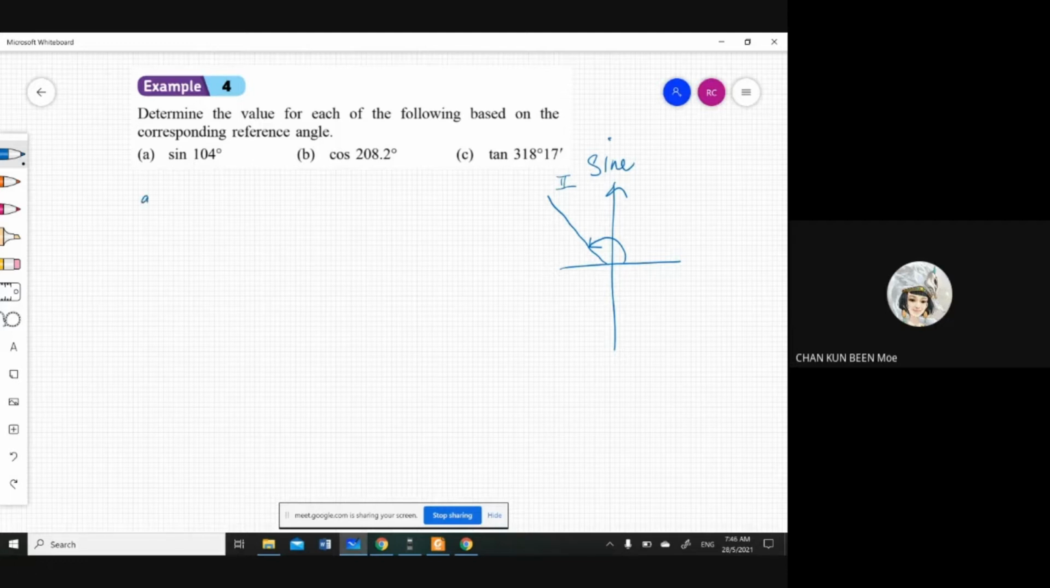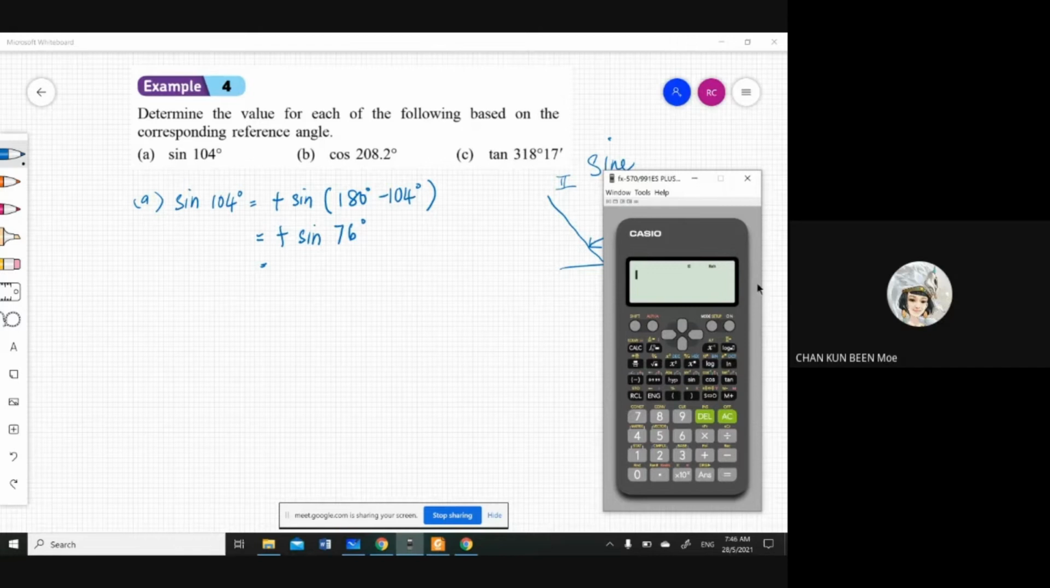Therefore, for A, we already can solve it. Sine 104 degree is equal to, because it's positive, straight away you write down positive sign, and then you write down sine. After that, the corresponding reference angle is 180 minus 104 degree. So 180 minus 104 is equal to 76 degree. Then we just press the calculator to get the value.